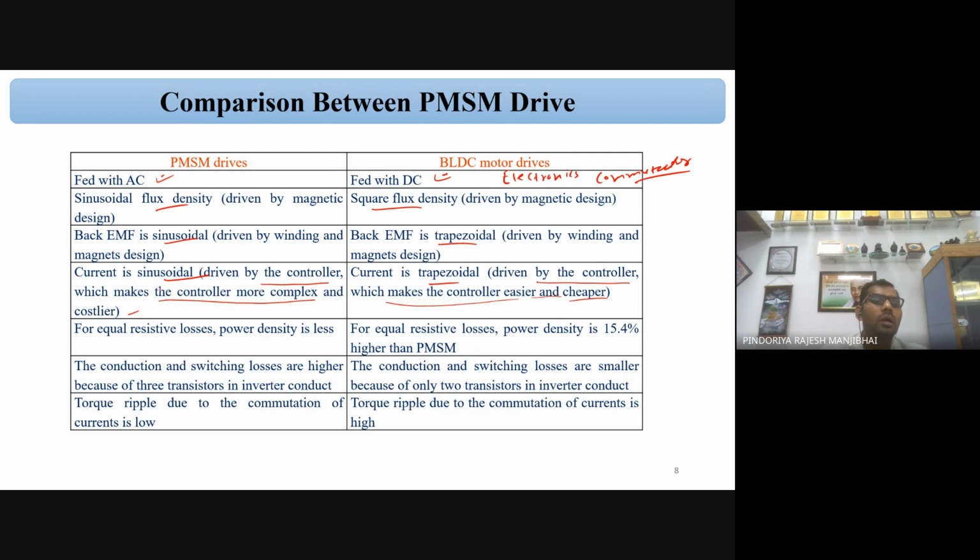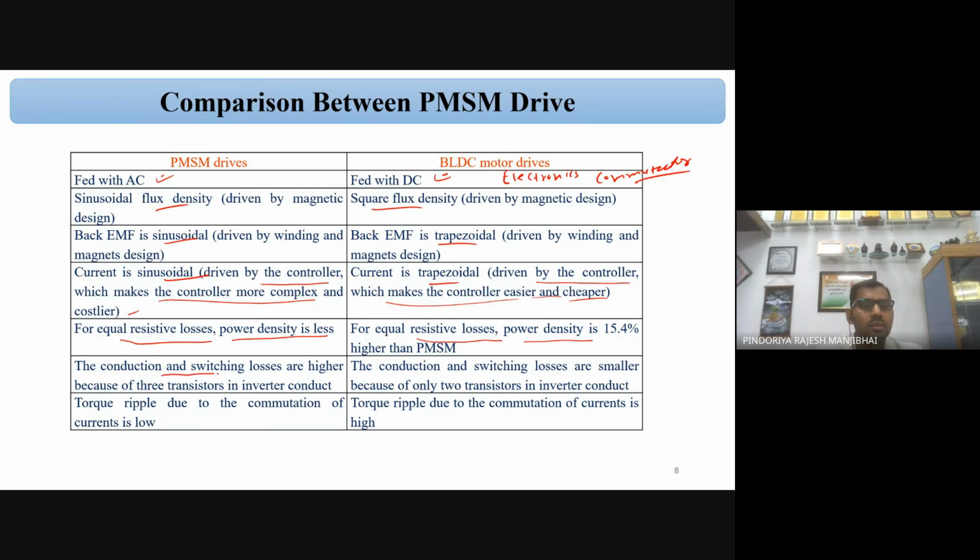For the equal resistive losses, the power density is less in the PMSM. Suppose you are comparing the equal resistive losses, the power density of the BLDC motor is 50.4% higher than the PMSM. Okay, so that's why we can use the BLDC motor in the case of two-wheelers and three-wheelers.